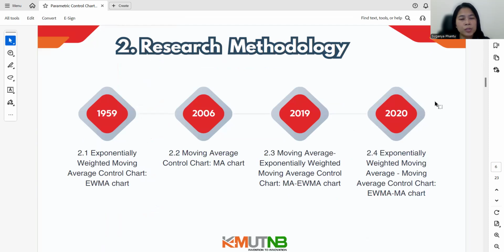This slide shows the development of the control chart methods used in this study. The EWMA chart was introduced in 1959 and is well known for detecting small shifts. The MA chart uses a moving average of recent observations. Later, hybrid charts such as MA-EWMA and EWMA-MA were developed to combine smoothing mechanisms from both approaches. In this research, all four methods are compared under the same monitoring conditions.